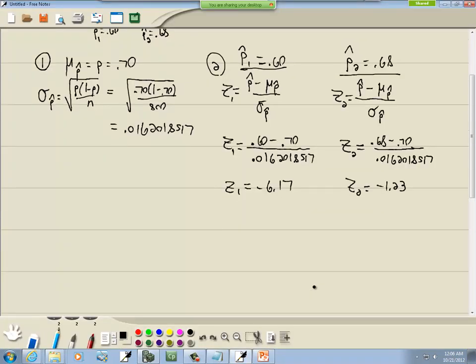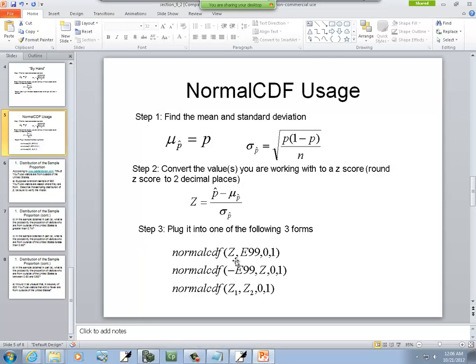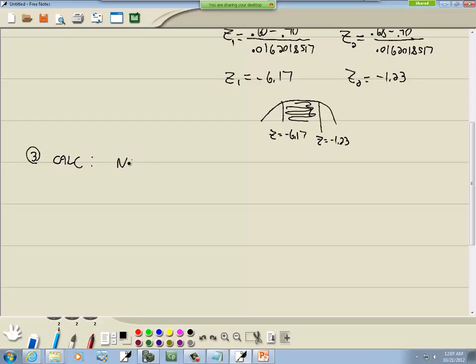Okay, so what we're looking at now is this picture. We got Z equals negative 6.17 and Z equals negative 1.23, and we're shading in between. Let's go down to step 3 for the calculator. If it's between two values, you use the last form. So we're going to do normal CDF, negative 6.17 comma negative 1.23, so our lower value and our upper value, and then 0 and 1.